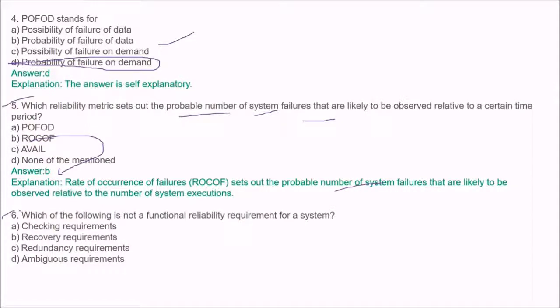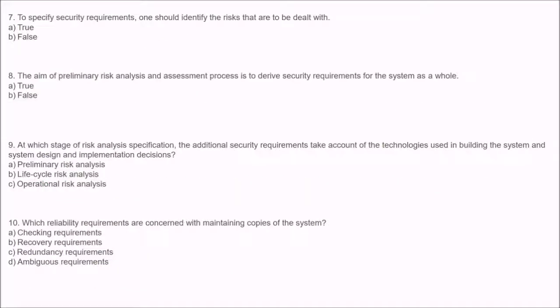Next, which of the following is not a functional reliability requirement for a system? Checking requirement, recovery requirement, redundancy requirement, and ambiguous requirement. The answer is clearly the ambiguous requirement. Checking, recovery, and redundancy are all functional reliability requirements.